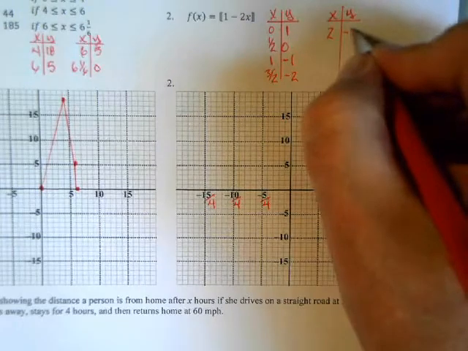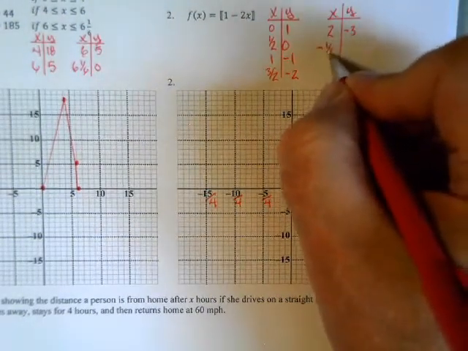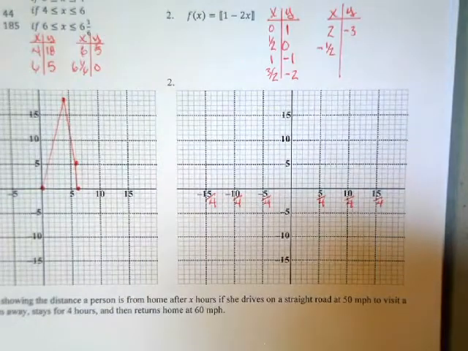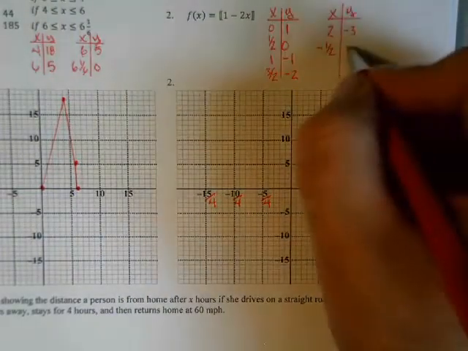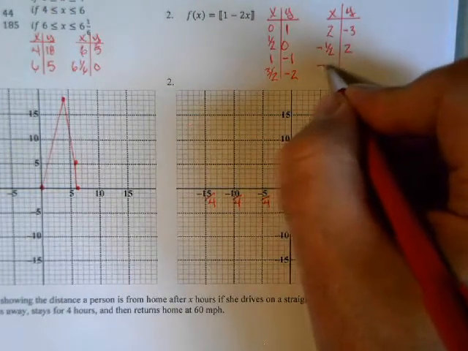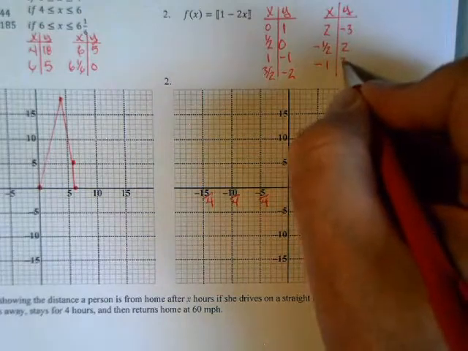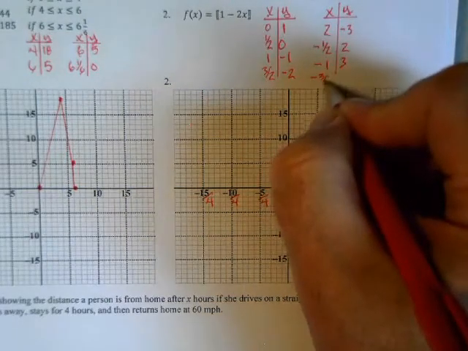Let's go in the other direction. What if I put in a -1/2? Well, that'll be 1 plus 1, which is 2. And then I'm going to put in a -1. So 1 plus 2, that's 3. And -3/2 will give me a 4.